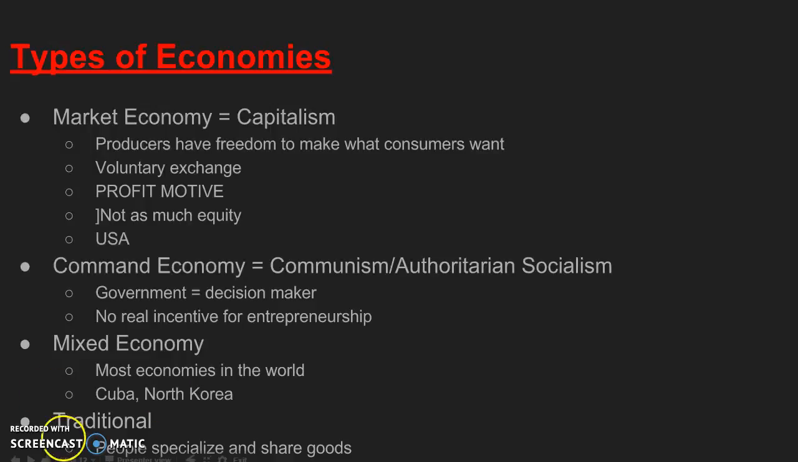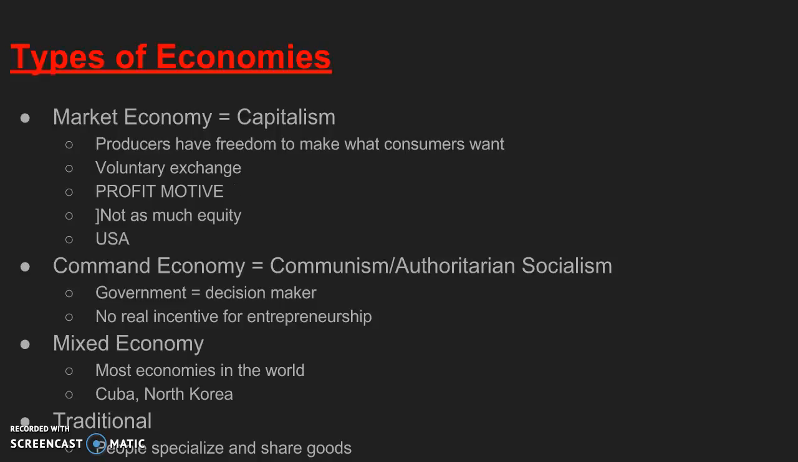Command economies, down here, go with communist or authoritarian socialist kinds of governments. They usually go hand in hand, so make sure you match those up. Market economy, capitalism. Command economy, communism. Okay?